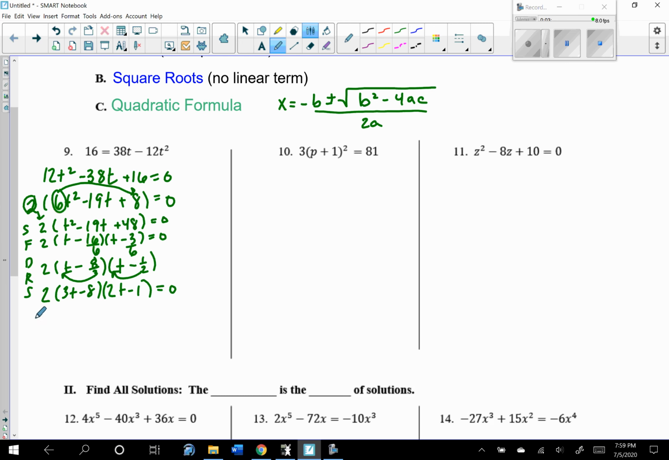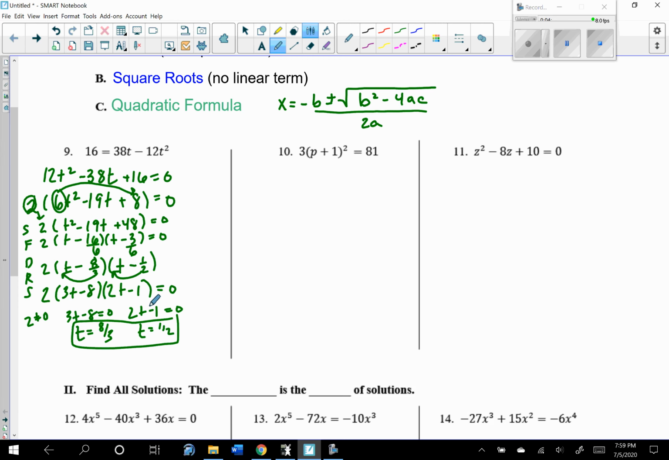So the first thing we're going to do is set each factor equal to 0 and solve. For the first one, we have that 2 in front, and remember that 2 does not equal 0, so that's not going to be a solution of our equation. So 3t minus 8 equals 0, and 2t minus 1 equals 0. Both of those have variables, so we do want to solve those. So when I solve this, add the 8, divide by 3, so I get t equals 8 thirds. And over here, add the 1, divide by 2, and t equals 1/2. And so these would be my solutions.